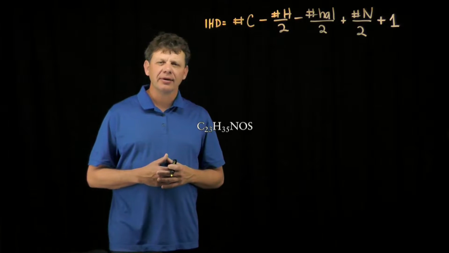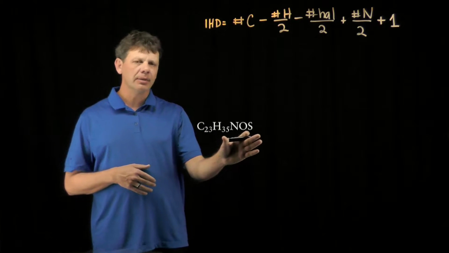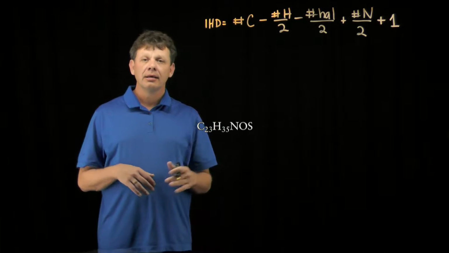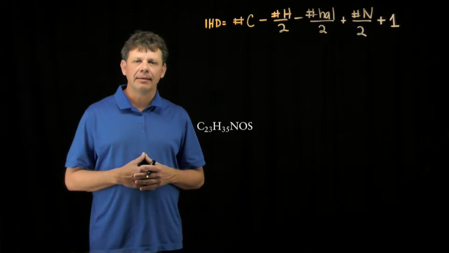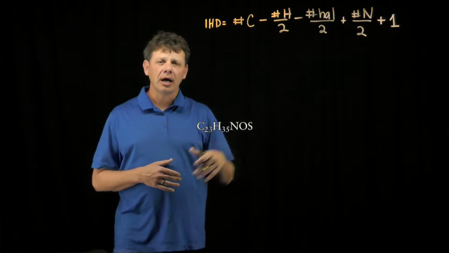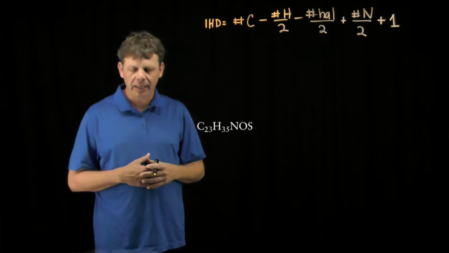In this assessment, we're asked to calculate the index of hydrogen efficiency for the molecular formula on screen, the molecular formula which corresponds to the natural product, curacin A. I've shown the equation on the board. We can go ahead and plug in numbers.